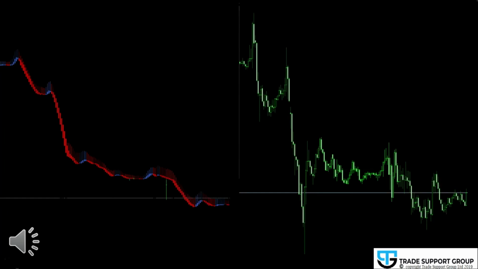In this chart, you can see a comparison between the Heikin Ashi and a normal candlestick pattern. The Heikin Ashi gives a smoother and easier to read look compared to the candlestick on the right.